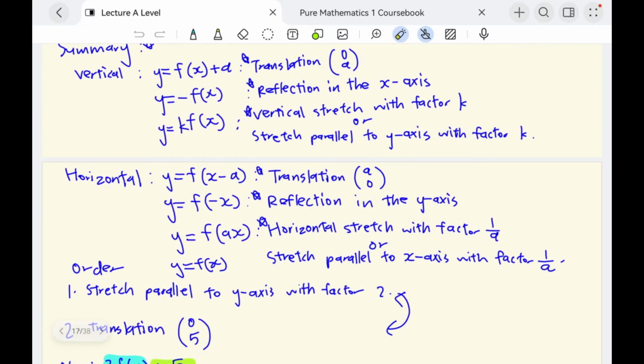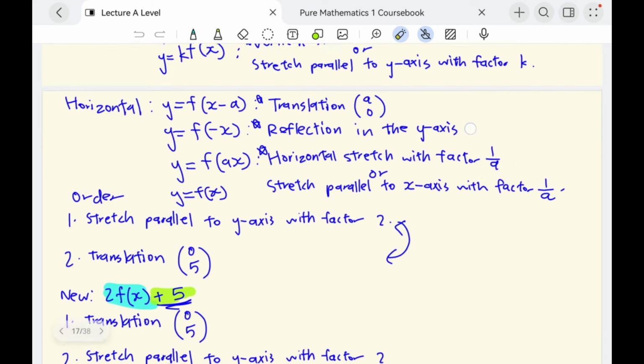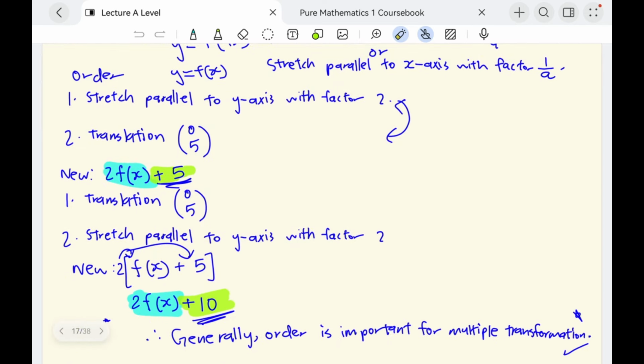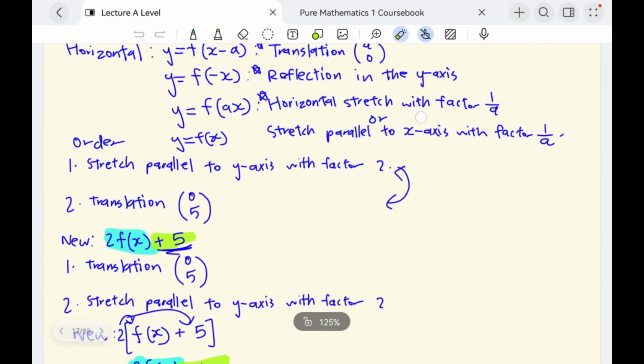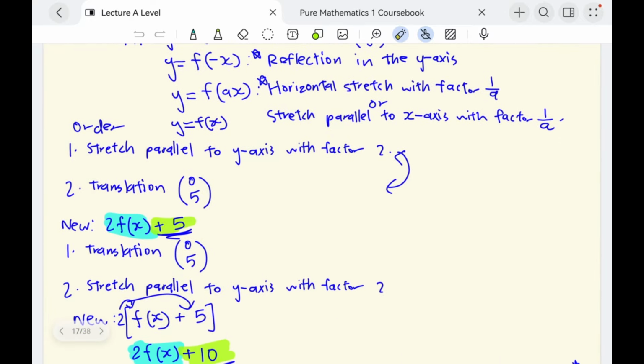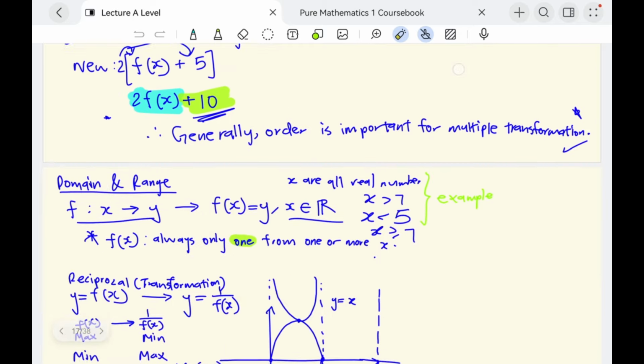Okay, and for the horizontal, the two transformations are opposite from the vertical transformation. So when this is negative, this is positive, and the reflection in the y-axis is just negate the x. Okay, negate the domain. And for the horizontal stretch or stretch parallel to the x-axis, this a times the x with the factor of the reciprocal of a, which is 1 over a. Alright, and also always remember that the order of the transformation, or the sequence, is important, okay?